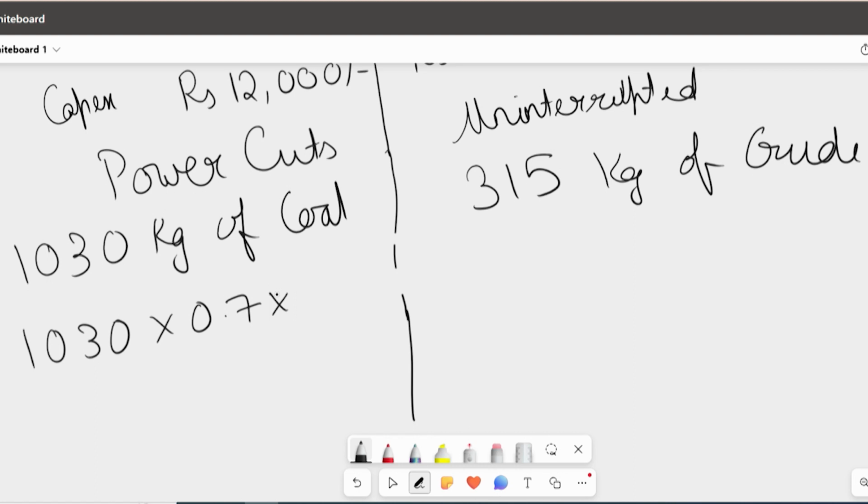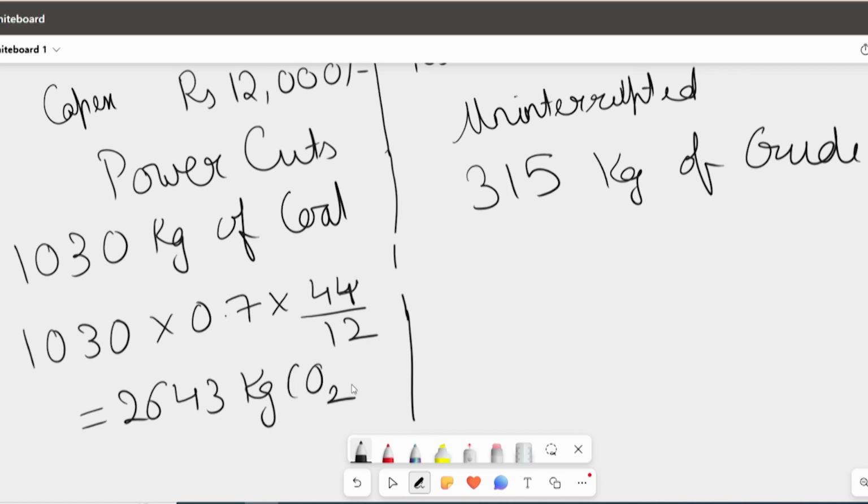So every kg of carbon in the coal is going to end up as around 44 divided by 12, which is the molecular weight of CO2 divided by that of carbon, going into the atmosphere. If I do that, I am emitting around 2643 kgs of CO2 into the atmosphere on a yearly basis, if I am using a pump that is powered by electricity coming primarily from coal.